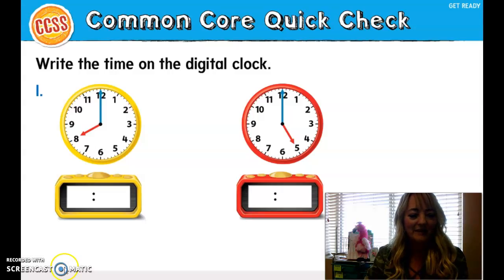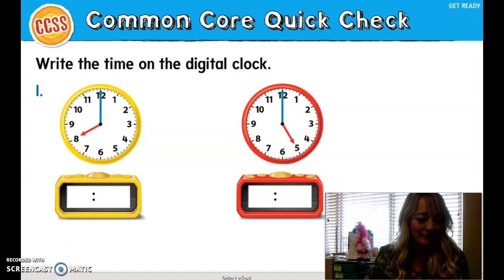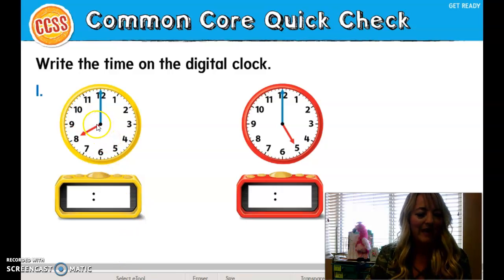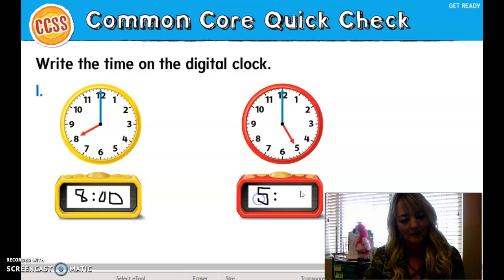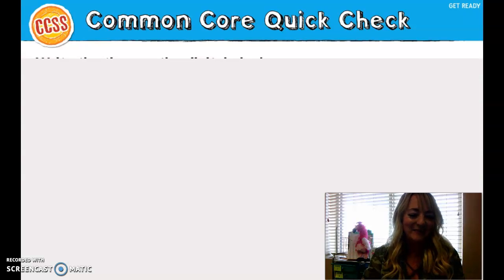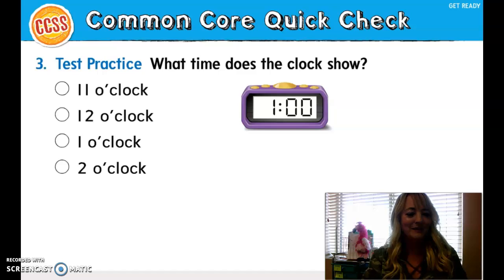And write the time on the digital clock. So let me get my writing tool. Okay, so here we have the hour hand is the shorter hand, remember, and then the minute hand points straight up, so we know that is 8. It's really hard to write with your mouse, so be patient with me. 8 o'clock. And then this one, the hour hand is pointing to the 5, and the minute hand straight up to the 12, so that is 5 o'clock. Terrible writing, I know. Okay, so let's go on.